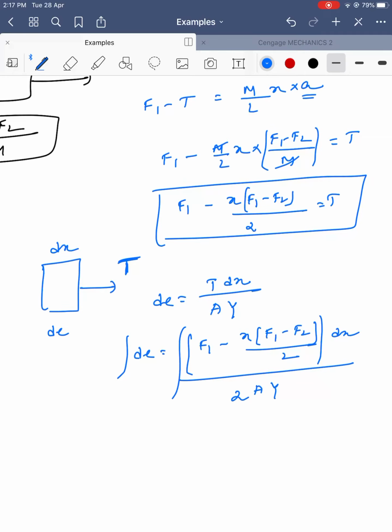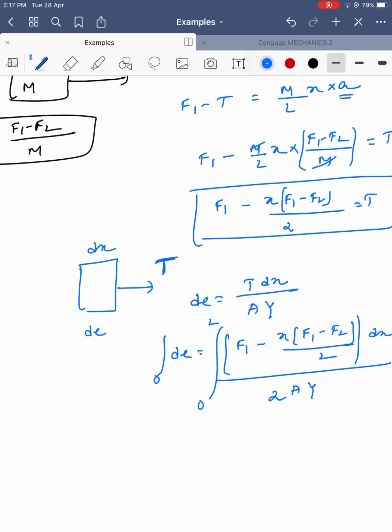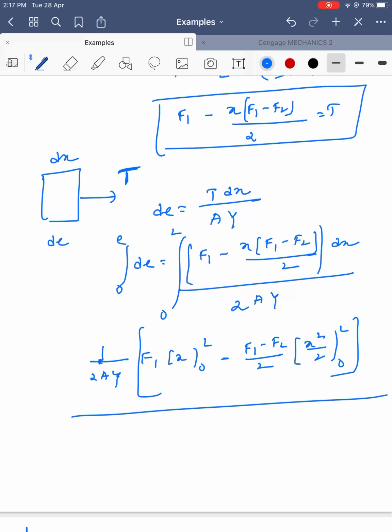So integrate on both sides. Integration limits from where to where? 0 to length L, and 0 to elongation E. Simplify this part. Integral of F1 dx is F1 into x, limits from 0 to L, minus (F1 minus F2) by L, taking the common factor 1 by AY. Then x dx integration gives x square by 2, from 0 to L. Substitute the limits and get the value of elongation.